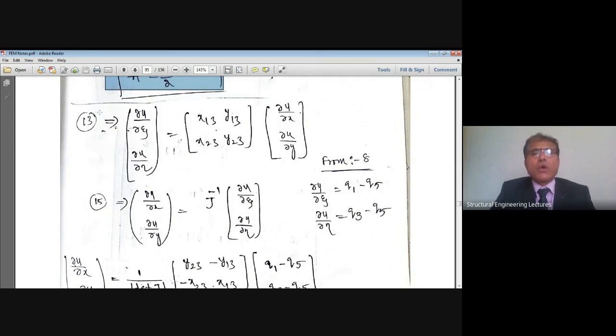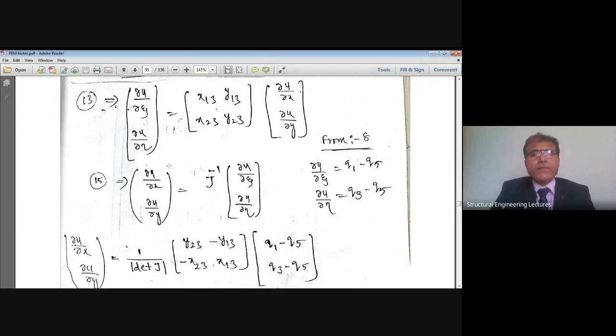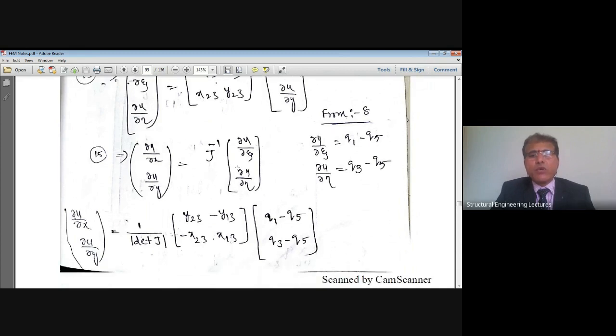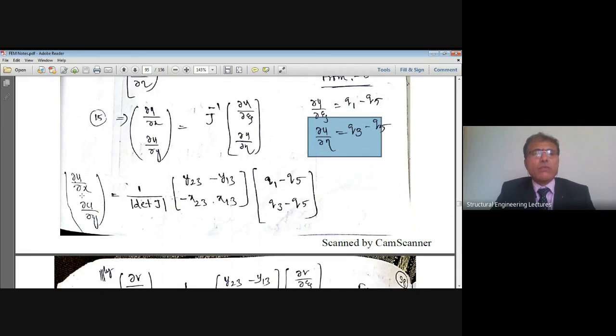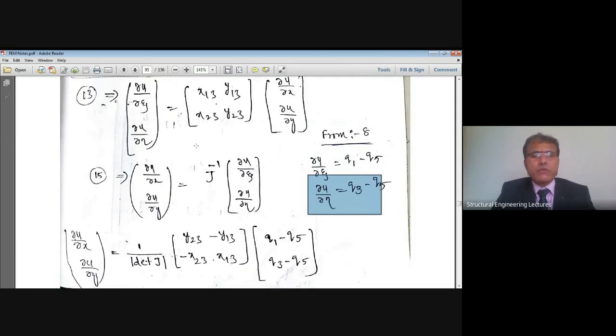Now I'll go to equation 13, which is dou u by dou xi and dou u by dou eta equals x13 y13, x23 y23 multiplied by dou u by dou x, dou u by dou y. Then also, similarly from equation 15, I can say that dou u by dou x, dou u by dou y is nothing but Jacobian inverse times dou u by dou xi, dou u by dou eta. And from equation 8, I do have dou u by dou xi. Dou u by dou xi is nothing but q1 minus q5 multiplied by xi, where xi is the shape function derivative. Therefore, q1 minus q5 is left. Similarly, dou u by dou eta is q3 minus q5. Now I'll substitute that here, hence dou u by dou x, dou u by dou y in the above equation.